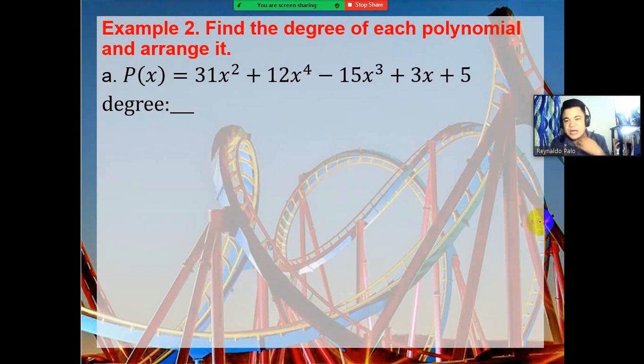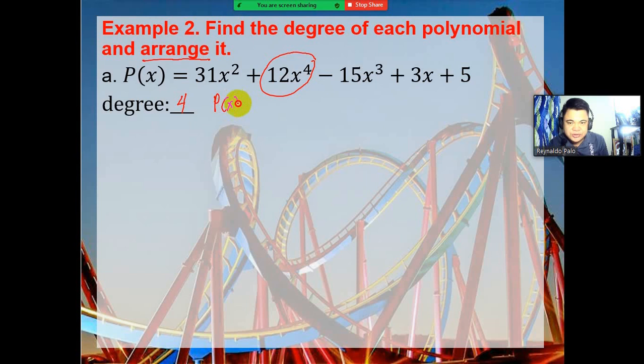Just like this, we have P of x equals 31x squared plus 12x raised to the 4th power minus 15x cubed plus 3x plus 5. So choose the term with the highest exponent, 12x raised to the 4th power. Therefore, this polynomial function is a quartic. So the degree is 4. And we are also being asked to arrange it. So in arranging, you have to take note from the highest degree up to the lowest.